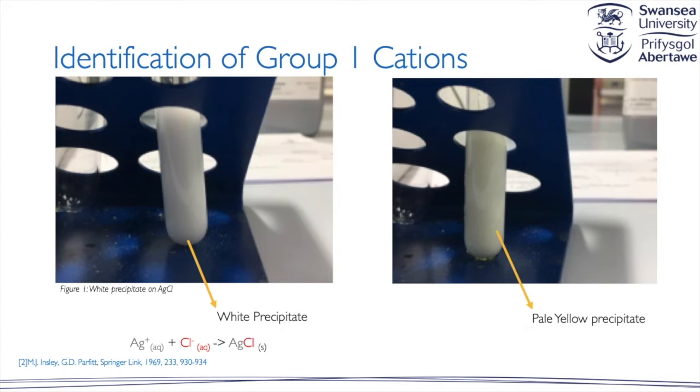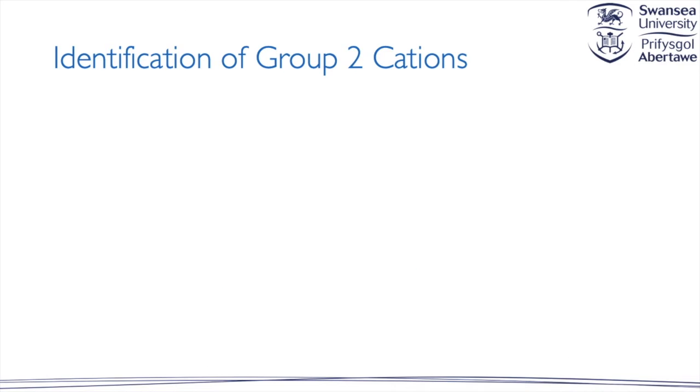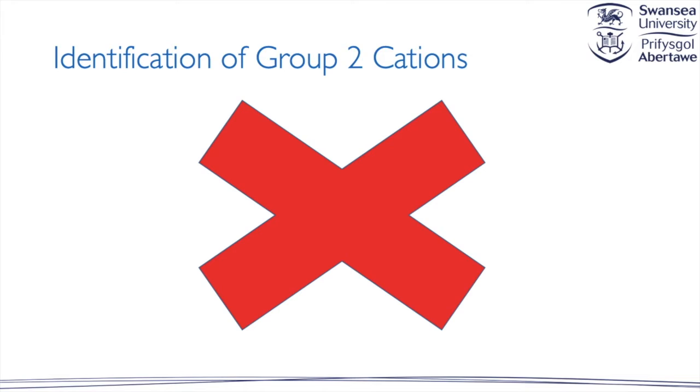On the right hand side we have a pale yellow precipitate, and this resulted from the final centrifugate reaction between the silver and iodide ions present within the potassium iodide. This gives a pale yellow precipitate of silver iodide. Group 2 cations are insoluble sulfides within acids, and because we got no precipitate initially, this highlights we got no group 2 cations within our water sample.